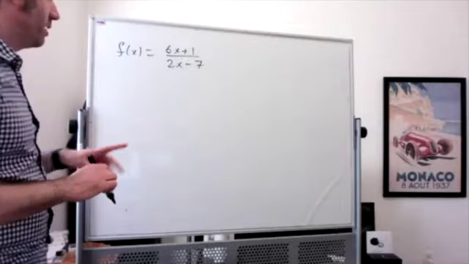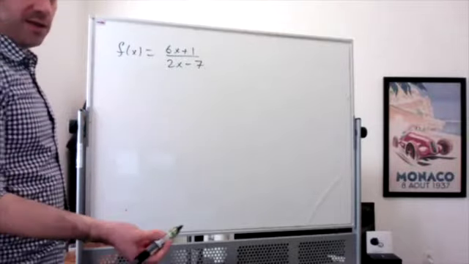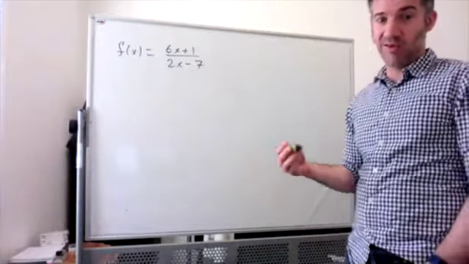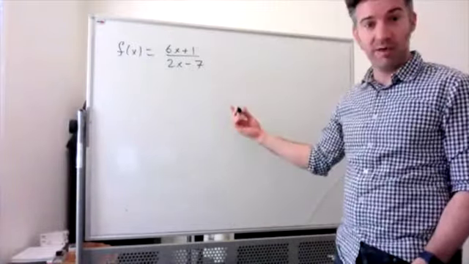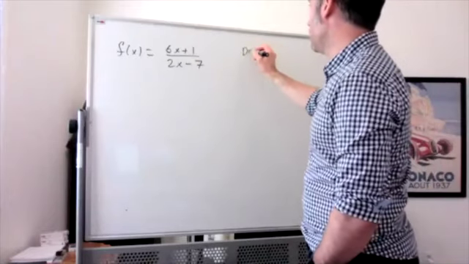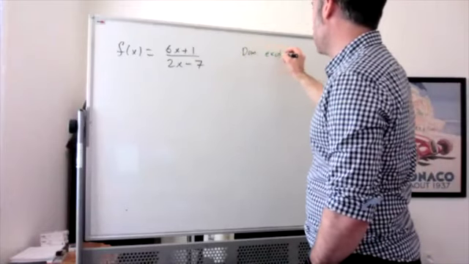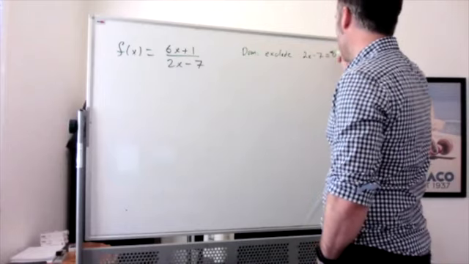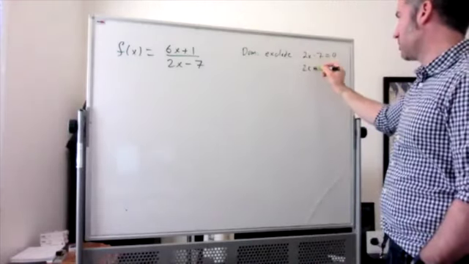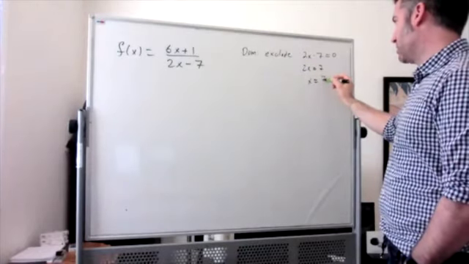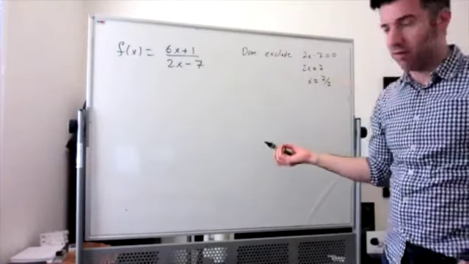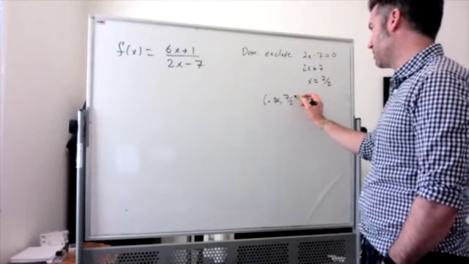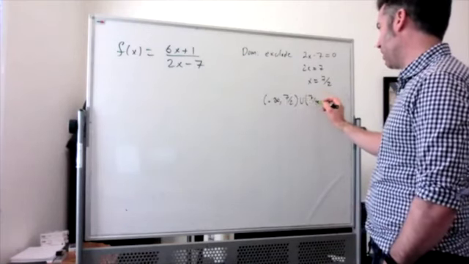So before we find the inverse, let's talk about finding the domain. Again, remember that the domain is all the possible x values. Here, the only issue is the possible division by 0. So for our domain, we're going to exclude 2x minus 7 equal to 0, which is going to be 2x equal to 7, x equal to 7 halves, or if you prefer, 3.5. So our domain would be negative infinity to 7 halves, union 7 halves to infinity.